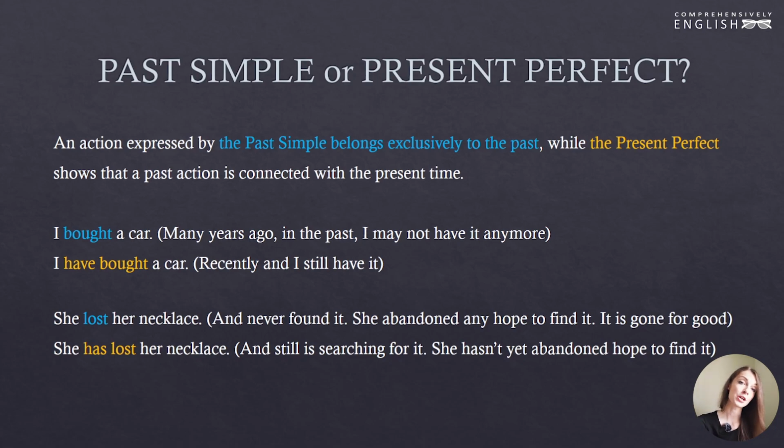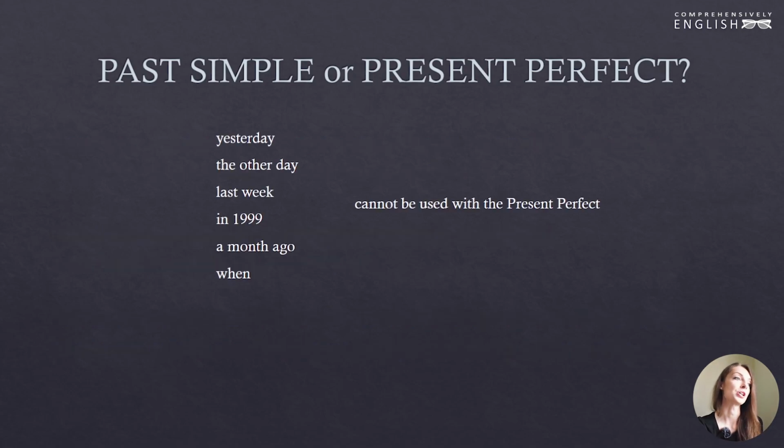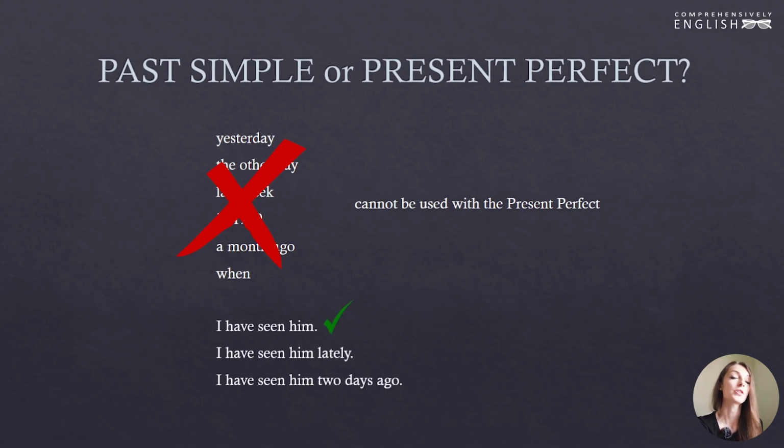She has lost her necklace means she's still trying to find it. She hasn't abandoned hope to find it yet. Please note that the words yesterday, the other day, last week, in 1999, a month ago, when, cannot be used in the present perfect because they all specify a moment in a finished period of time in the past. They are all tied to a particular moment in the past, so we don't use these expressions in the present perfect.